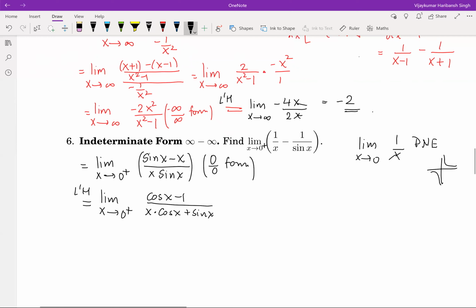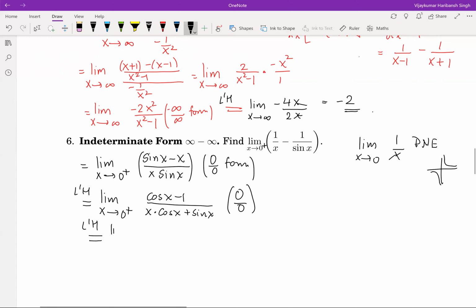So as x goes to 0 plus, cos 0 is 1. So 1 minus 1 is again 0. And as x goes to 0, this part becomes 0. This part also becomes 0. So again it is a 0 over 0 form. So we'll apply L'Hopital's rule again.